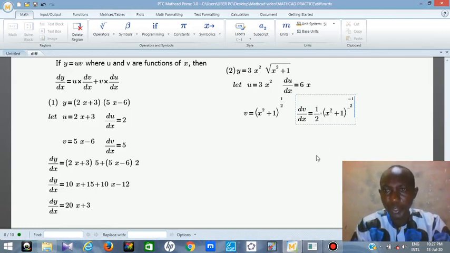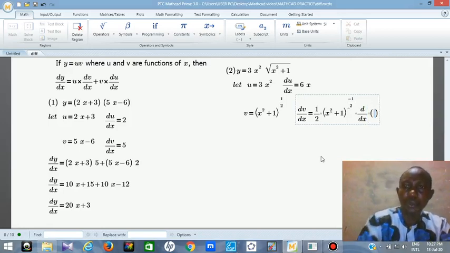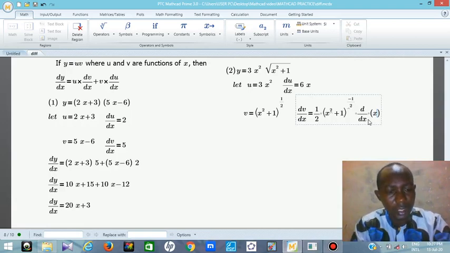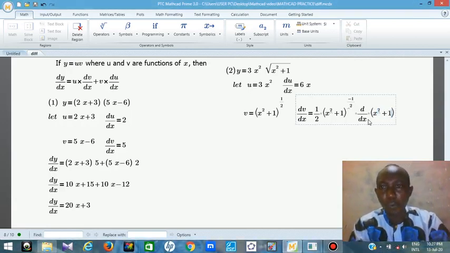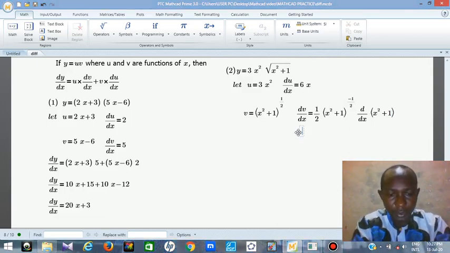But we are not stopping here. The next thing is d/dx of whatever is inside this bracket. We need to differentiate what is inside this bracket, and we are now going to use it to multiply this function here, which is x squared plus 1. Okay, let's finalize this before we put it into the formula.